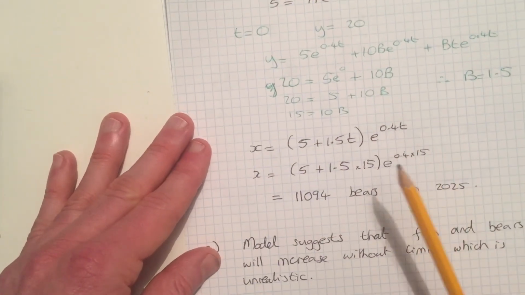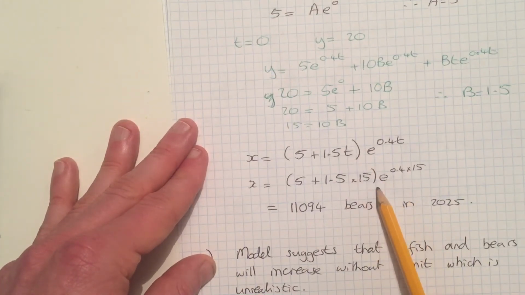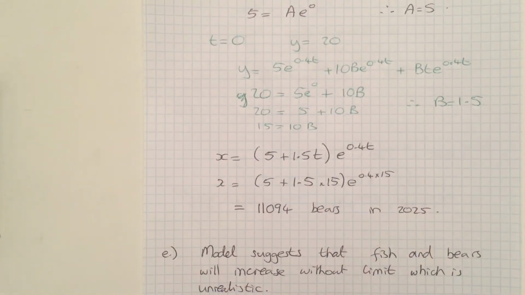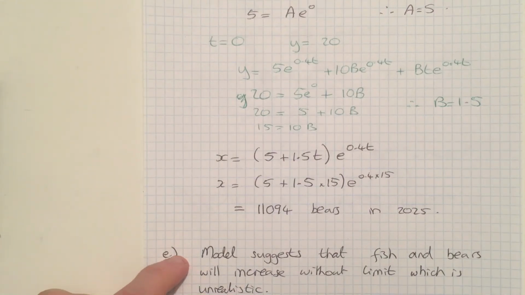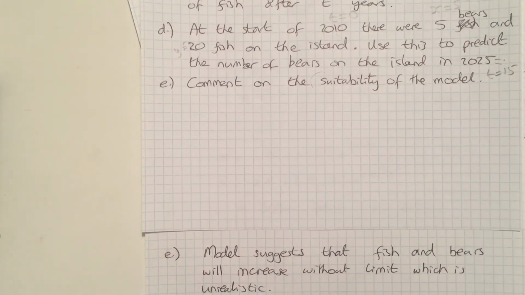So the question asked me the number of bears after 15 years, so substitute 15 in here and in here, and I find there are 11,094 bears in 2025. Last part of the question. Comment on the suitability of this model.